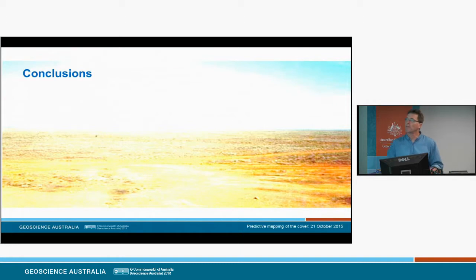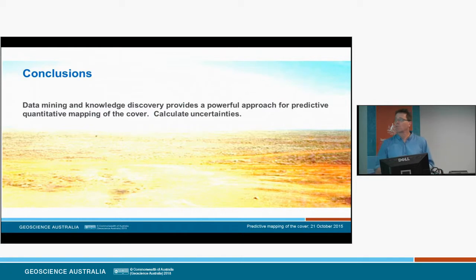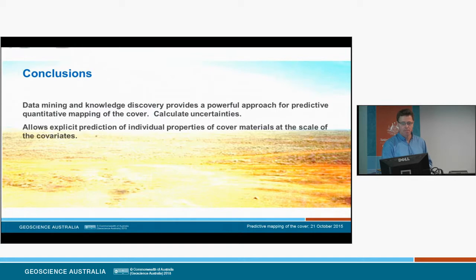So I'd just like to end with a couple of conclusions. One is that it's a very different approach to standard mapping. Data mining and knowledge discovery, which is part of this, provides a powerful approach for predictive quantitative mapping of the cover, and importantly it gives you uncertainties of those predictions, which I think we need to do because it is difficult and there will be high uncertainties in places. It allows explicit prediction of individual properties of cover materials at the scale of your covariates, so it's very important.